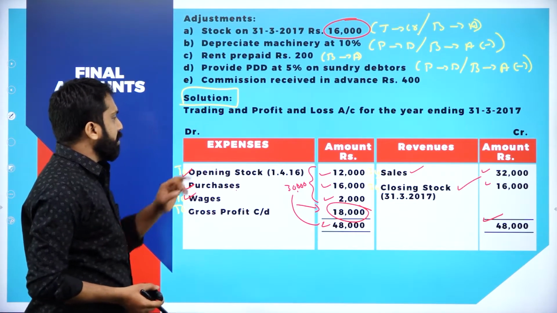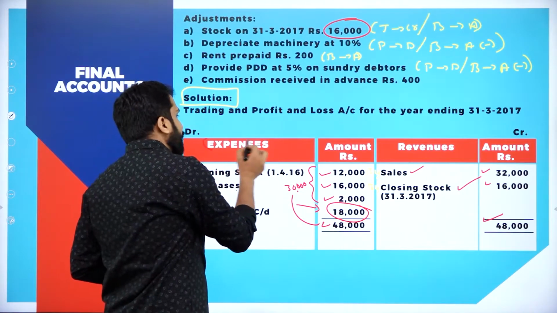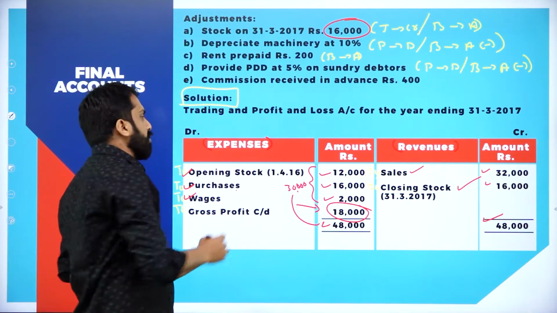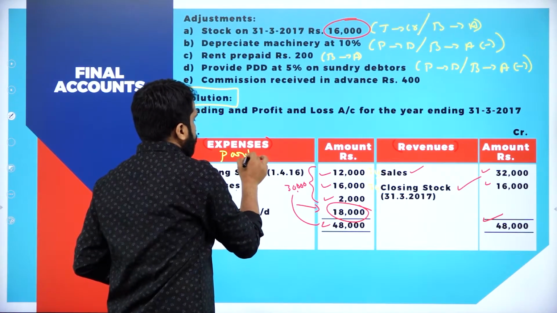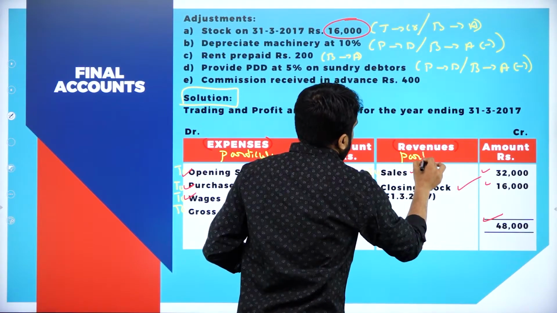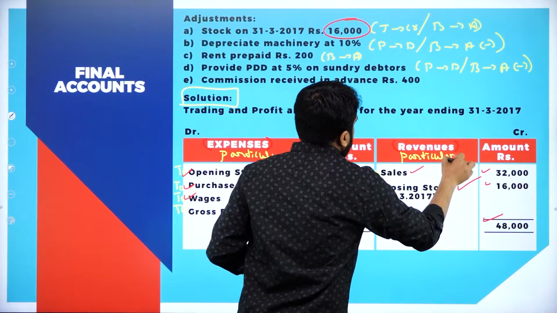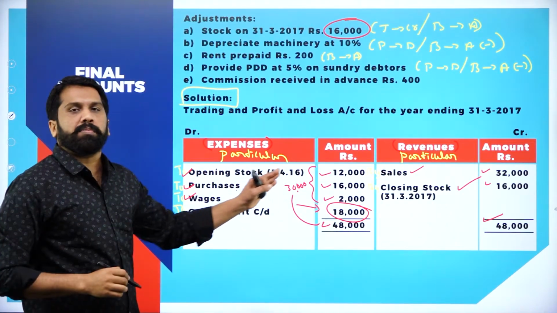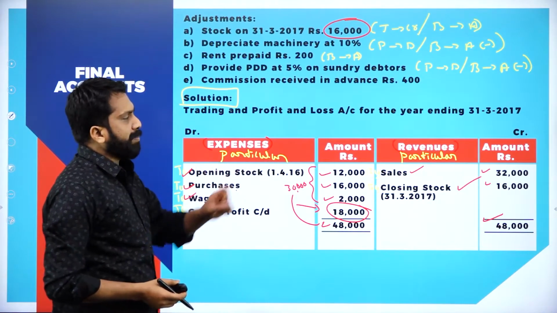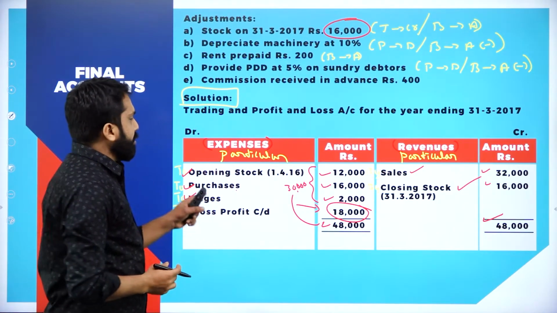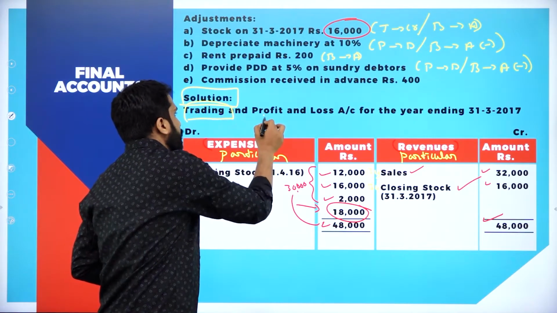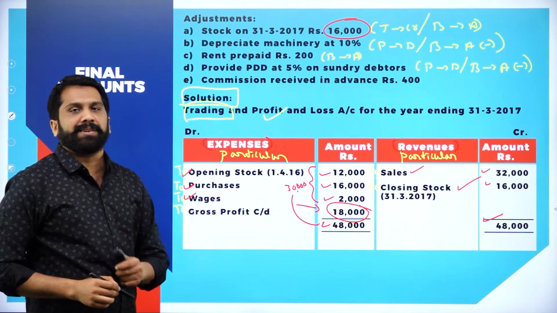Now, very simple. As I told you, you can write expenses and revenue, or else you can go for particular amount. That is also okay. Better go for particular amount. So this is all about your trading account. Your trading account is over. We'll go for profit and loss account.